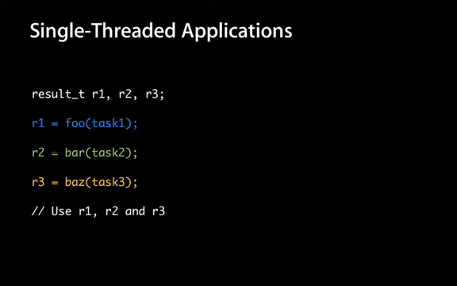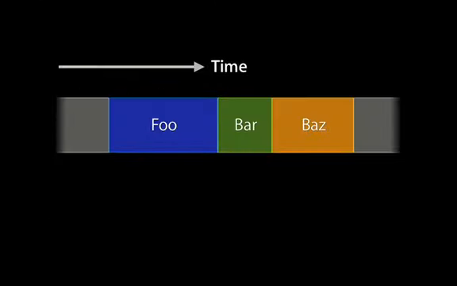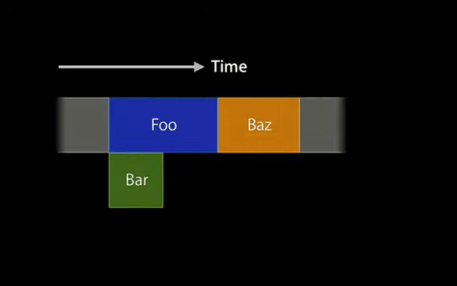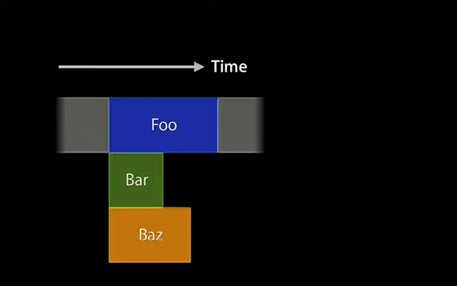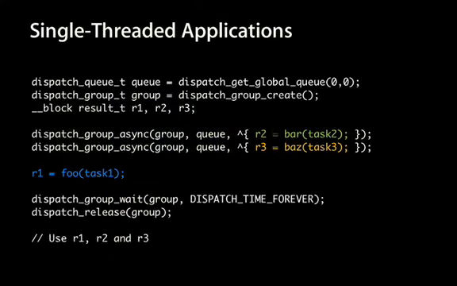So we can take this code here, where we're executing 3 tasks, foo, bar, and baz, and then using the results of all 3 of the tasks. And we can look at it and we can say, okay, well, serially it's going to take a certain amount of time. But if we have 2 cores available, we might be able to take less time and execute some of these concurrently. And if we had 4 cores available, we could take even less time. And that can be done with a relatively small amount of code.